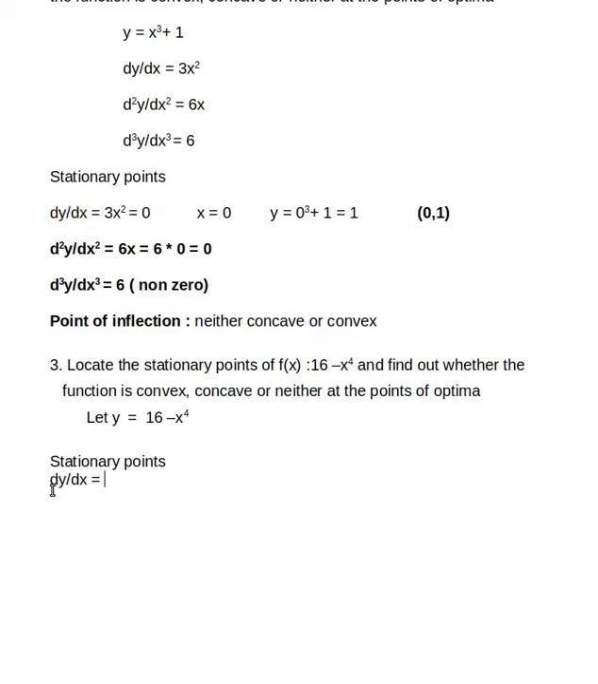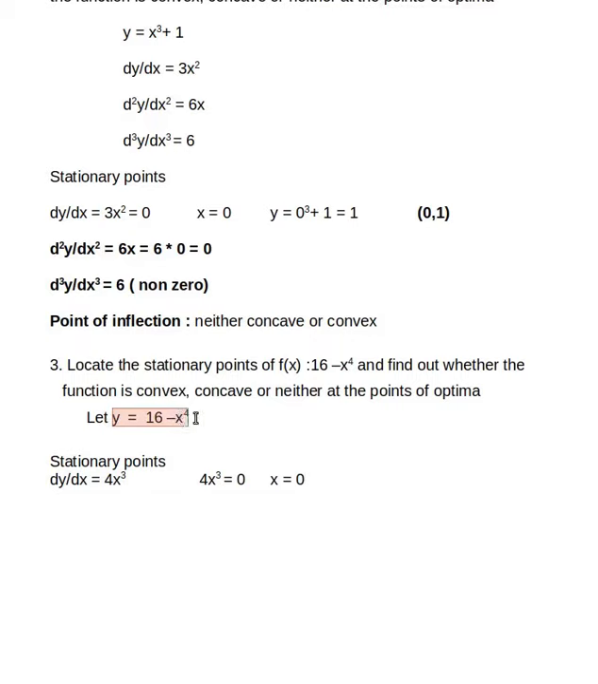So dy by dx is 16 minus x raised to 4, so we get 4x cube, and we have to equate this to 0 in order to find the value of x. So we get x is equal to 0, and now we have to find the value of y.